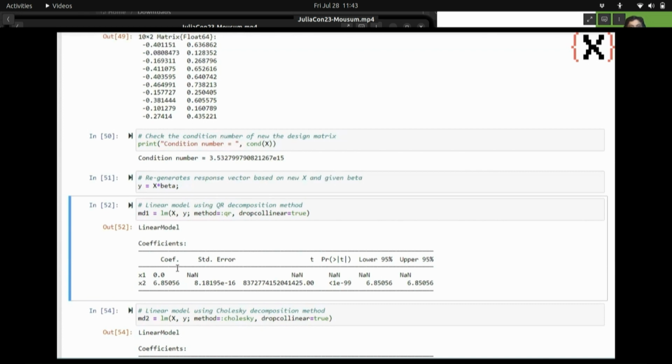And when the condition number is greater than 10 to the power 15, then Cholesky decomposition as well as QR decomposition both detect multicollinearity in the design matrix. And previously we have seen that when the condition number is greater than 10 to the power 8, Cholesky decomposition detects multicollinearity in the design matrix, that is, the X prime X matrix.